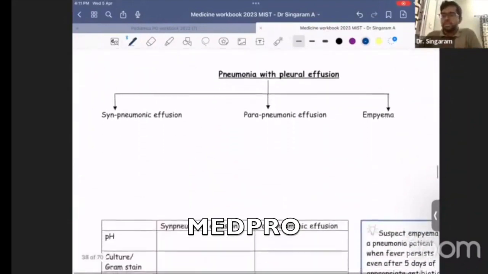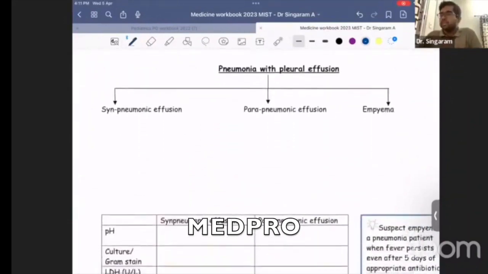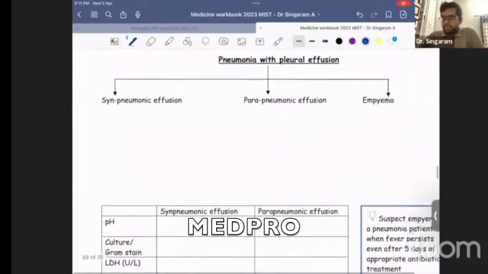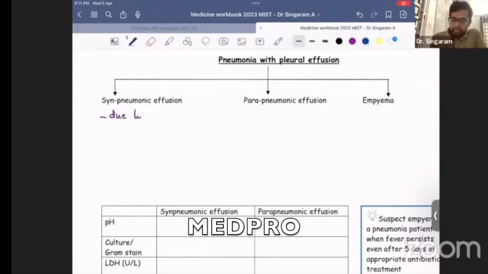Now, one special topic is there in this pleural effusion, which is about a condition of pneumonia with pleural effusion. There are three terms I have written, correct? Can you see that? Synpneumonic effusion, parapneumonic effusion, and empyema. Sometimes you tend to get confused between these three conditions. I will tell you an easy way of remembering these names. Synpneumonic effusion is something like due to reactive changes in pneumonia, due to reactive changes.